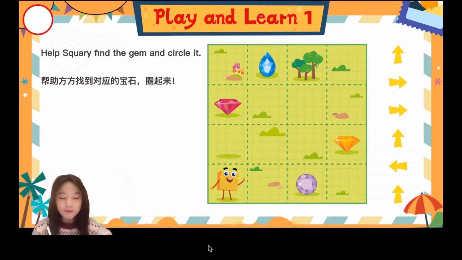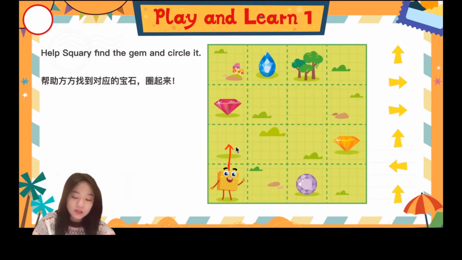First, we need to help Squarey find the gem and circle that. So for Squarey, you can see the arrows have been put on the right. Normally, if the question doesn't mention, we follow the direction from top to bottom. So here, let's see the first arrow, just go up. Okay, we can just draw an arrow pointing up.